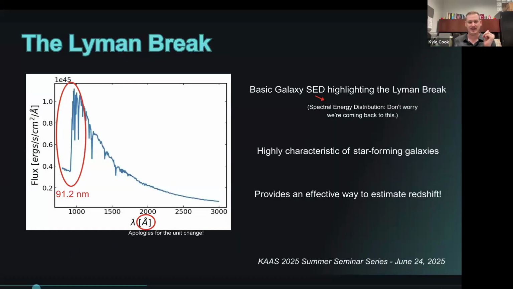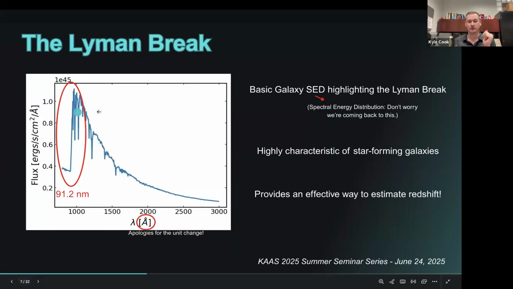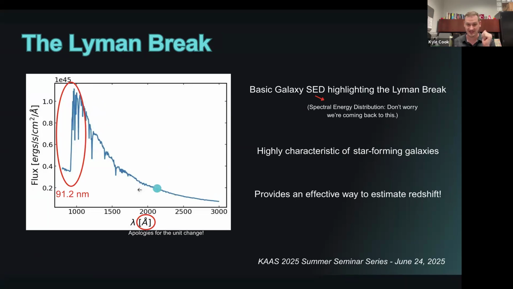So, for instance, coming back here, I gave this model in particular a very recent burst of star formation. So you see this heavy UV increase leading up to that Lyman break. In this case, I was just trying to emphasize the Lyman break, of course.